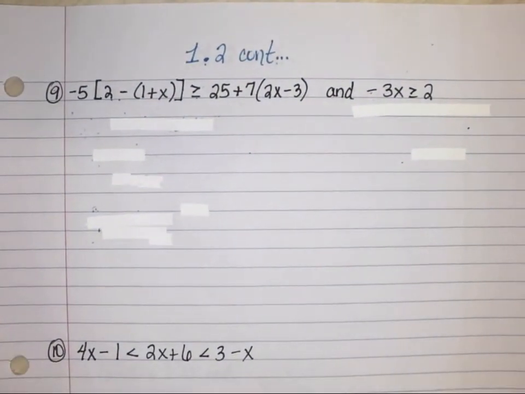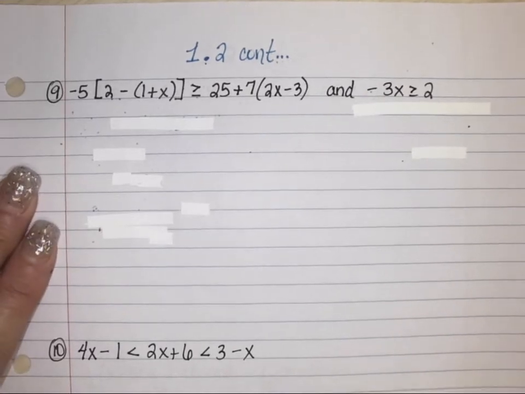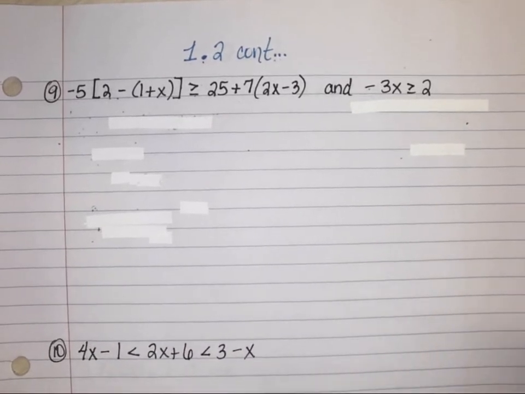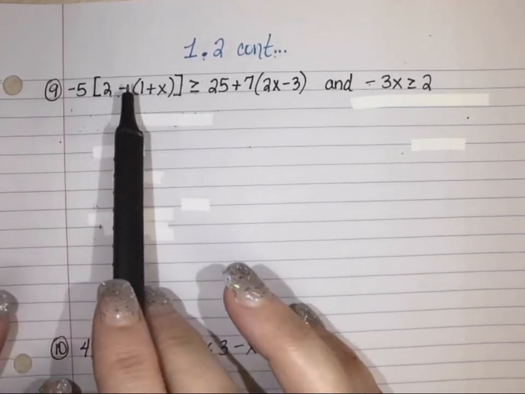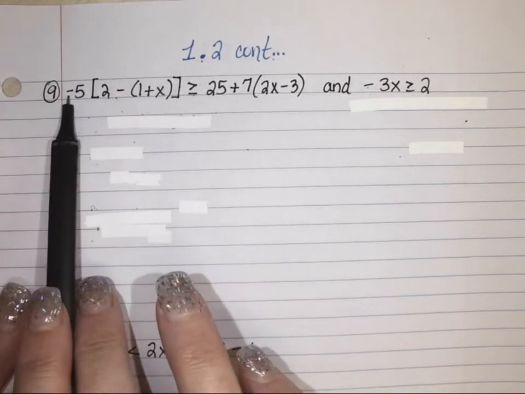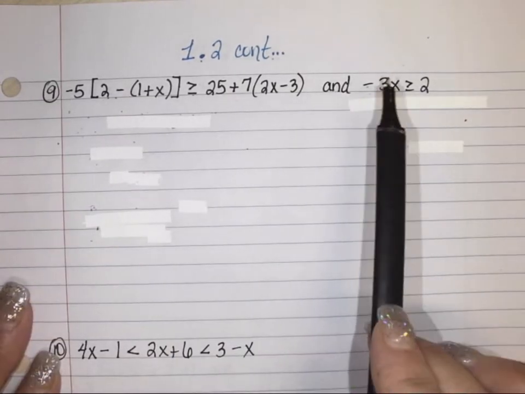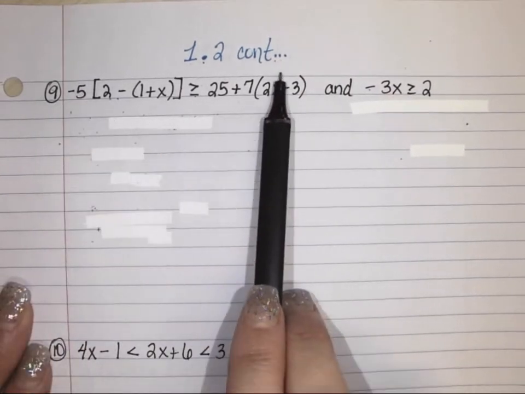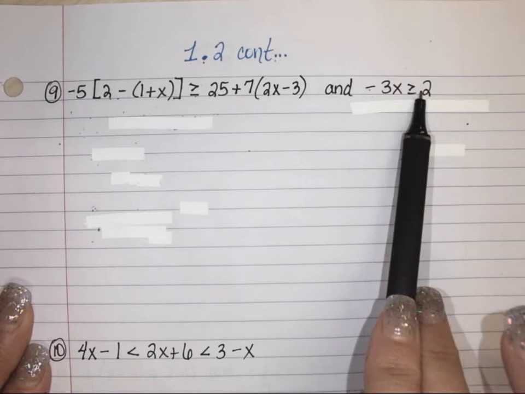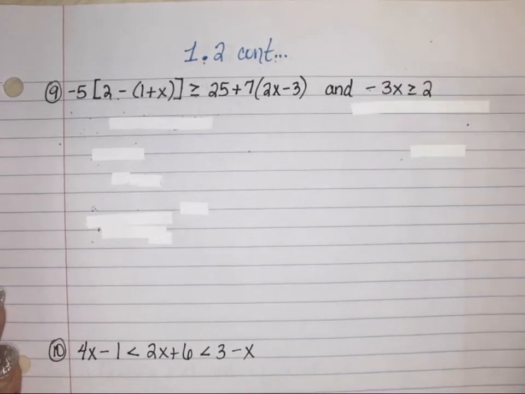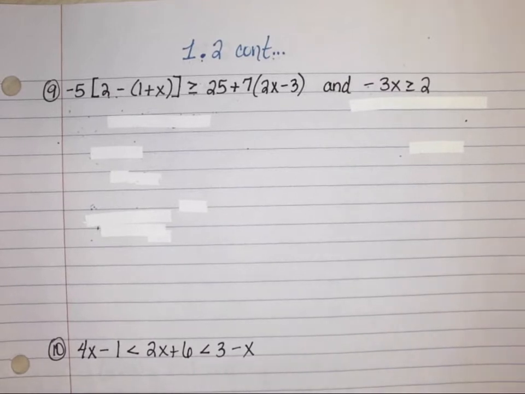Okay, I'm going to work 2 more with you. On number 9, this one looks lovely. I know you're excited to work this one. We have this as one entire inequality by itself, and this one. So we're going to find the solution set of this, the solution set of that, and finally, where do both solution sets intersect or overlap?